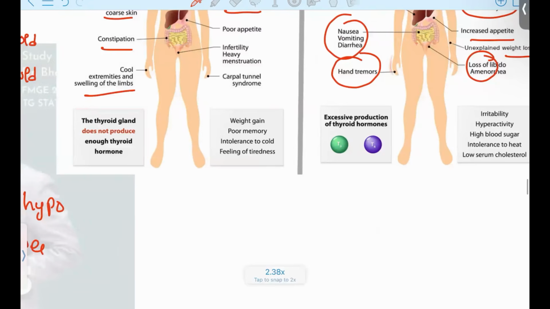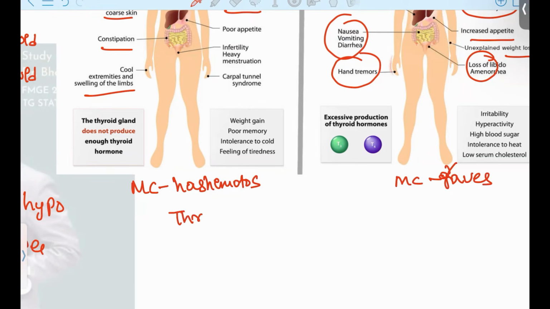What are the causes? The most common cause of hypothyroidism is Hashimoto's, and for hyperthyroidism, Graves' disease. What is the drug of choice for these patients? For Hashimoto's, you have to give Thyronorm. Okay, Thyronorm is the drug of choice for this patient. And coming to Graves' disease, methimazole is the drug of choice.